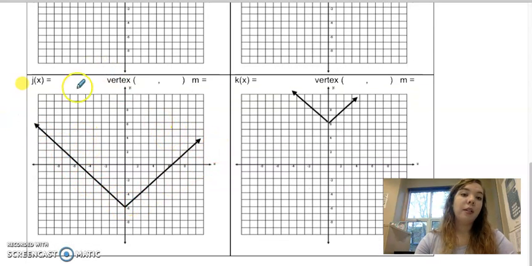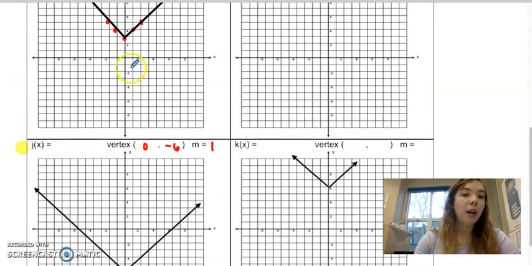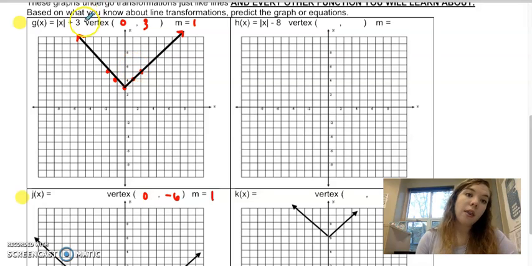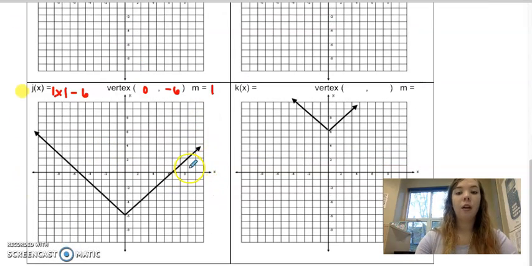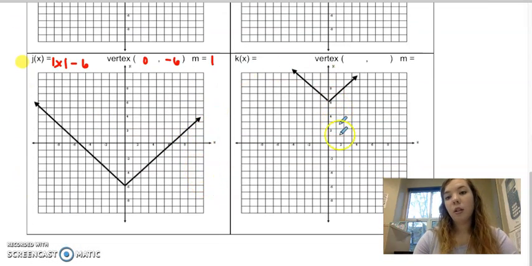All right, so moving right along down here, it's already graphed for us. We're going to try to predict its equation. So its vertex is down here at 0, -6, and its slope is still 1. So if we compare it to this one, this plus 3 moved it up 3. It slid or translated up 3. So if I want it to slide down 6, I would use a -6. Okay, that's the only thing that changed, so it's the only thing we have to add on the end. And then this one right next to it would be part of your assignment today.